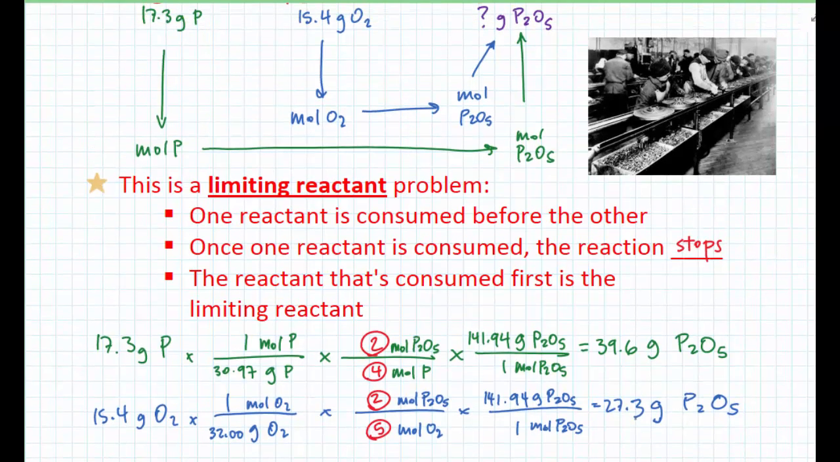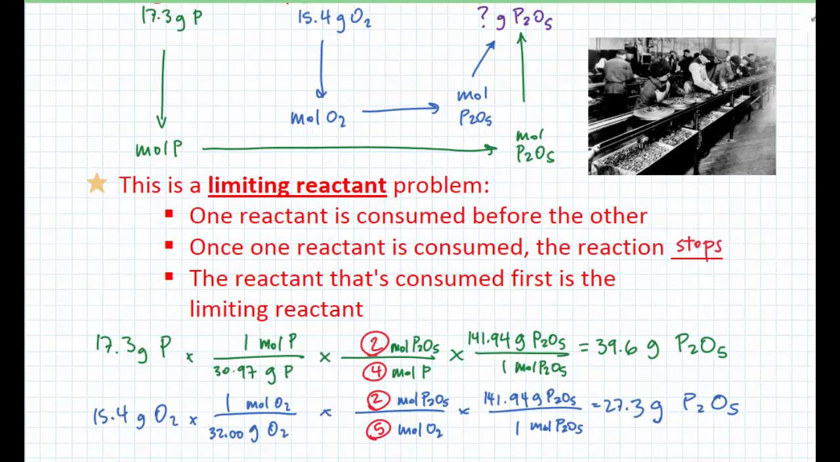So the thing is, we're not quite done yet because we can't have 2 answers. That's a mistake I see a lot of students doing. They go through all the work, they do everything right, but then they don't do the last step, which is actually answering the question. The question is, how many grams of P2O5 can we form? And we cannot form 39.6 and also 27.3. Okay, we're going to have to pick.